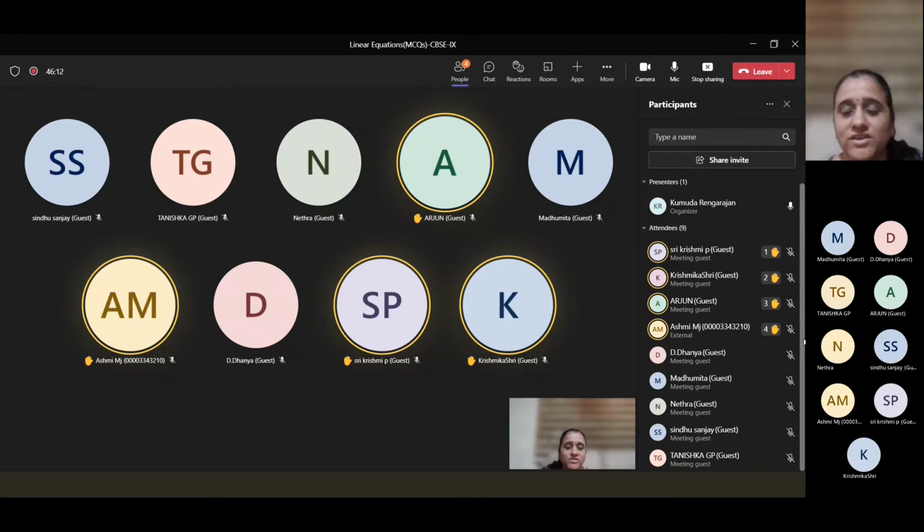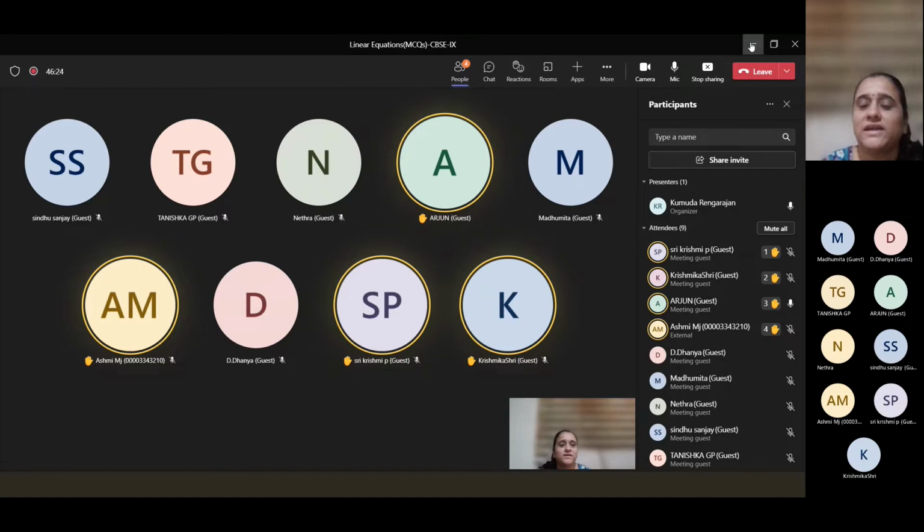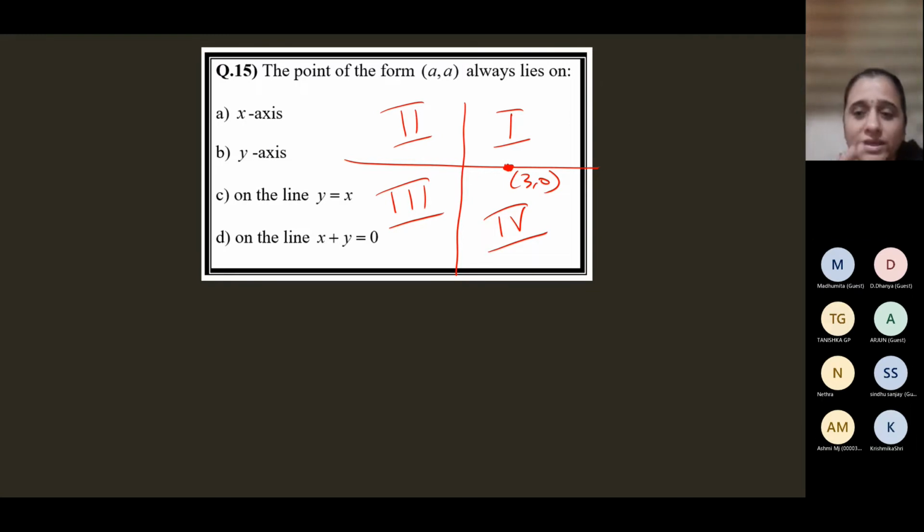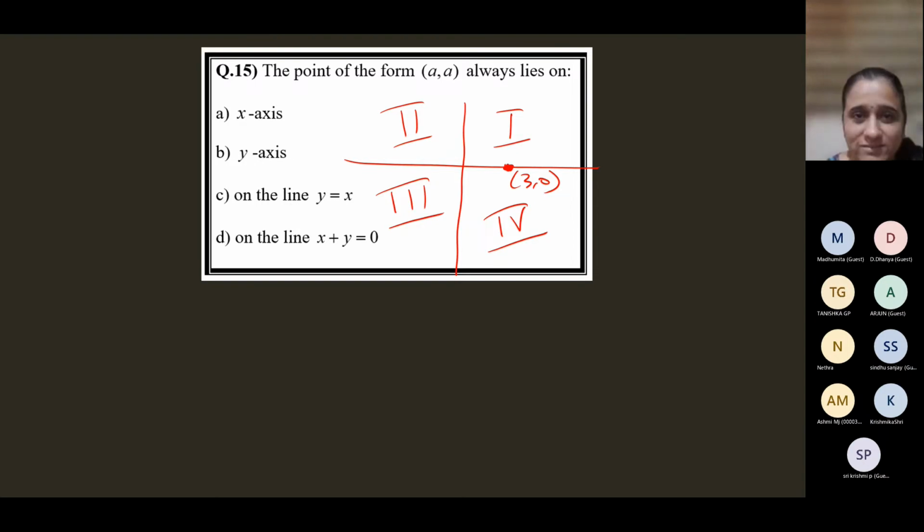Yes, Arjun, you wanted to say something? First you said something, I stopped you. X-axis. You're right, Arjun. Perfect. It does not lie in any quadrant. (3, 0) does not lie in any quadrant. It lies on the x-axis. Ma'am, actually I came to say that only. Okay, very good. If you had that in your mind, very good.